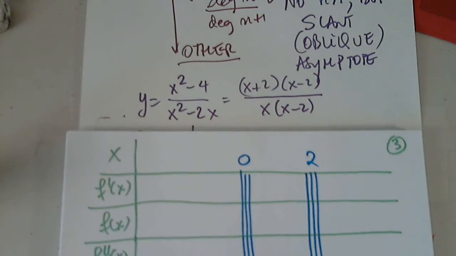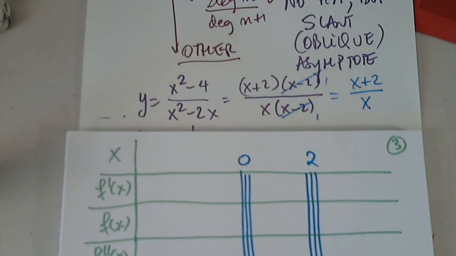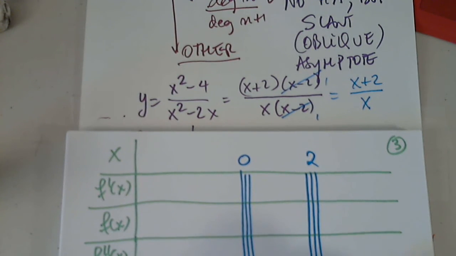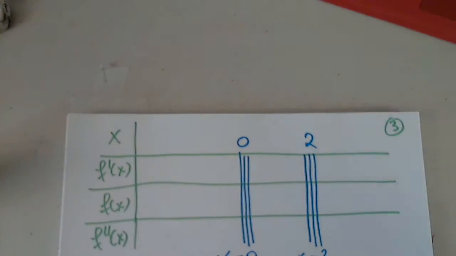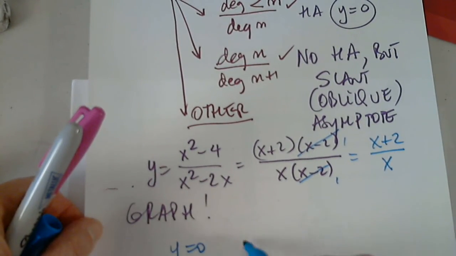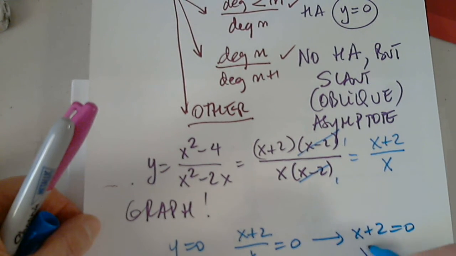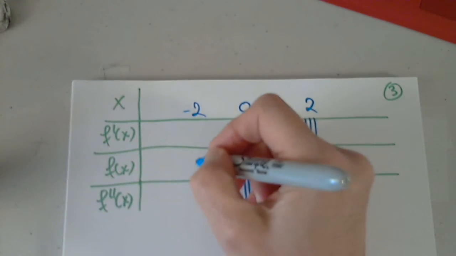Good. Then I can simplify, and the simplified form is x plus 2 divided by x. Because the factor of x minus 2 is going away, I know that x equals 2 is a hole in the graph. Because the factor of x does not go away, I know that x equals 0 is a vertical asymptote. In the function, I cannot plug in 0, but I can find y equals 0, means x plus 2 over x is 0. A fraction is 0 only when the numerator is 0. So I get x equals negative 2. So negative 2 is the x-intercept. So negative 2 comma 0.